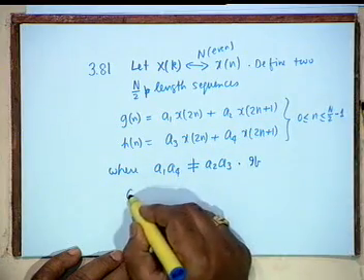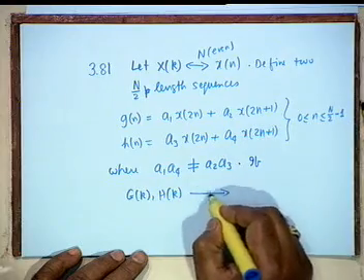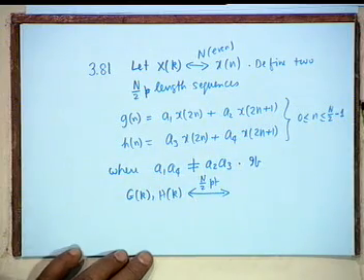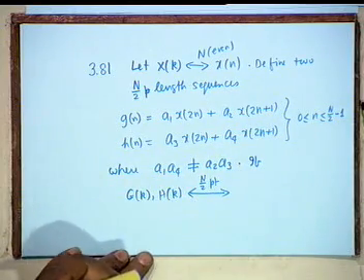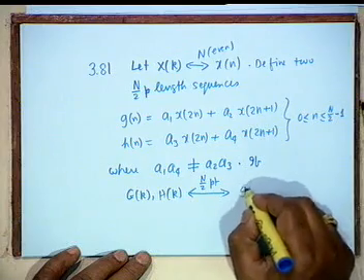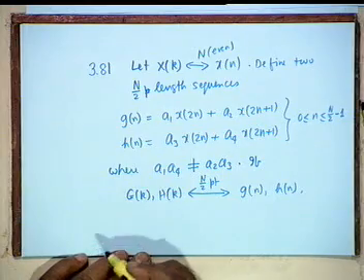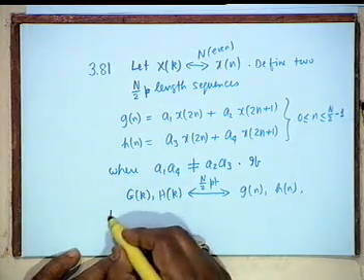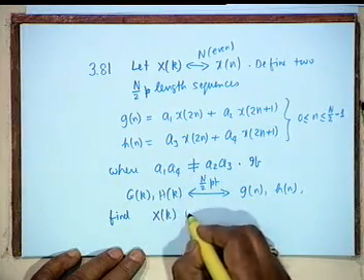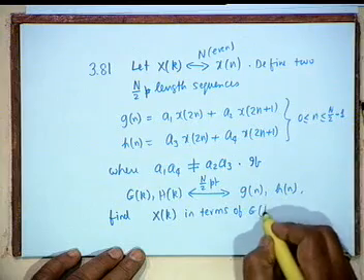So the next part, if you have understood this, then you understand the next part also. If G of k, H of k are the N by 2 point DFTs, they have N by 2 samples, N by 2 point DFTs of g of n and h of n, find X of k in terms of G of k and H of k.